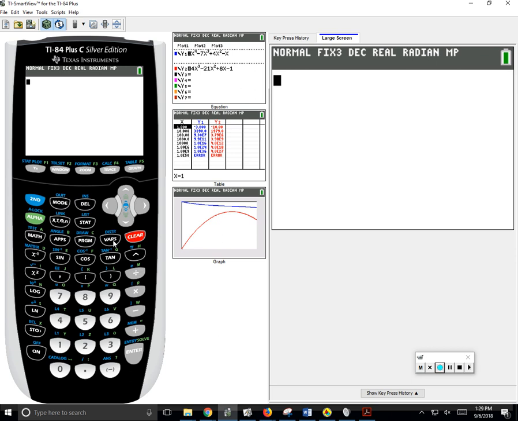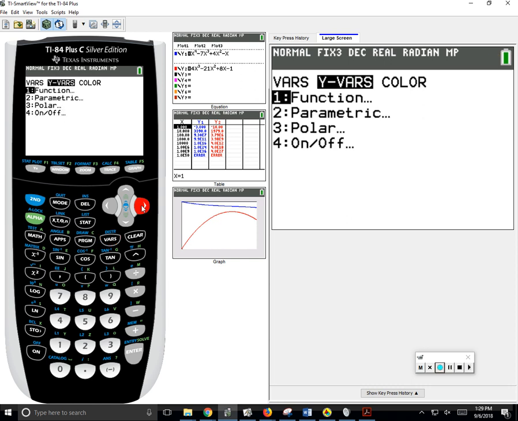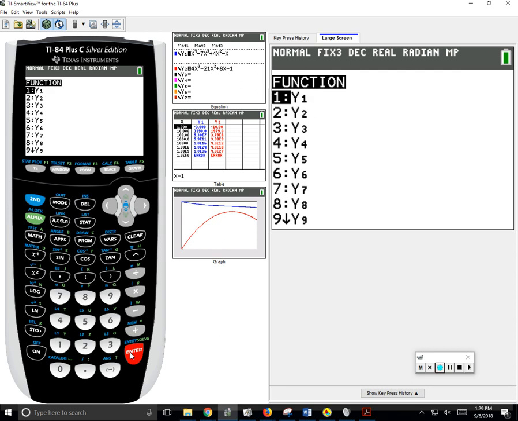So you hit variables. So this is only for the 83? This is only for the 83. Then you choose Y variables. Then you choose the function variables. And then you have the list. And then the rest of it's the same. They just don't have the shortcut menu.